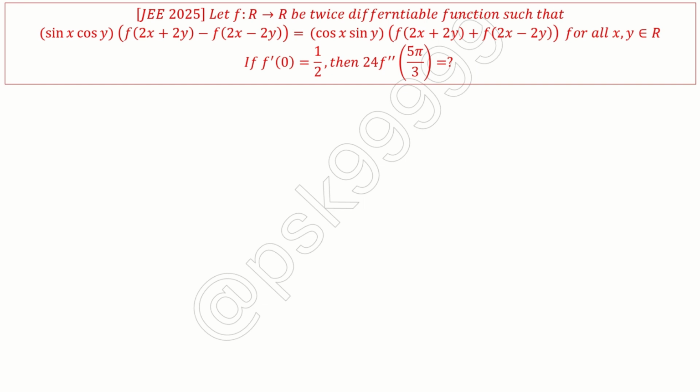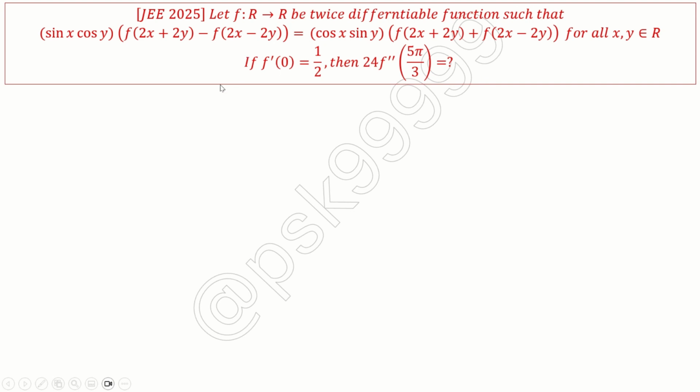Let f be defined from real to real, a twice differentiable function such that sin x cos y into f of 2x plus 2y minus f of 2x minus 2y is equal to cos x into sin y into f of 2x plus 2y plus f of 2x minus 2y, for all x, y belonging to real numbers. Then if f dash 0 equals half, what is the value of 24 f double dash 5 pi by 3? So the first thing for this one is we need to define the function f of x.